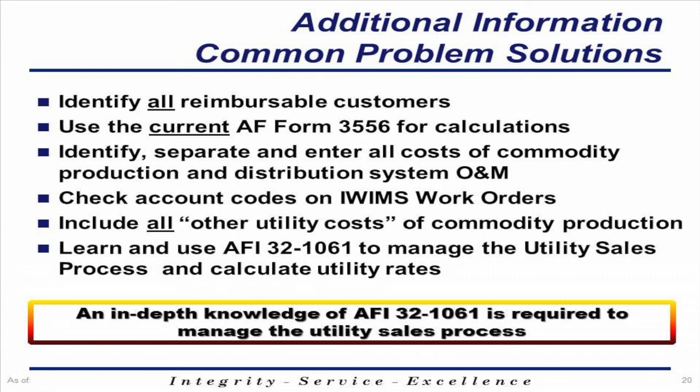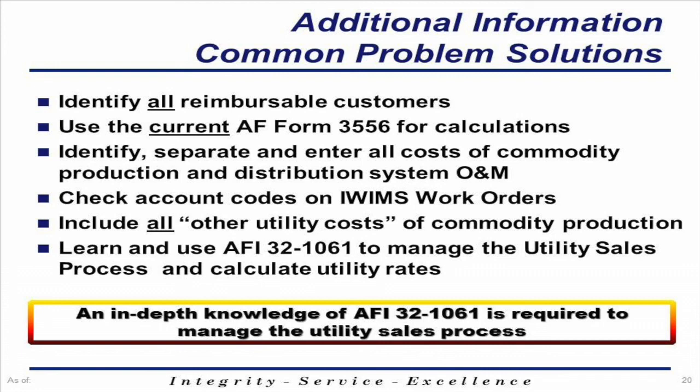Identify all the reimbursable customers. That's the only way these people will pay for service. They receive service regardless of whether you charge them or not. The only way they're going to pay is if you find them and send them bills. Use the current Air Force Form 3556 to ensure that the rates you are calculating are correct. Remember, the account codes on IWIM's work orders are not always correct. You need to check them.